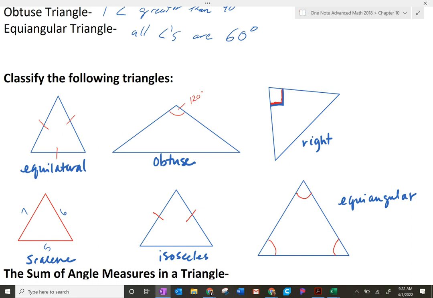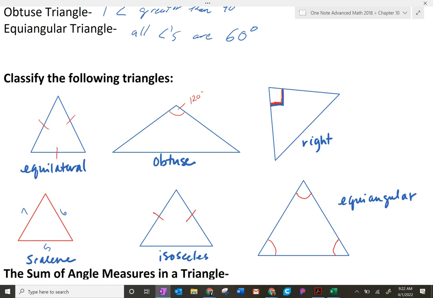Again, this one's measuring by the sides. That's why it's going to be isosceles, because we have sides. And then again, equiangular and right triangle. Is there not an acute one? I don't have an acute. If you want, I can draw one.